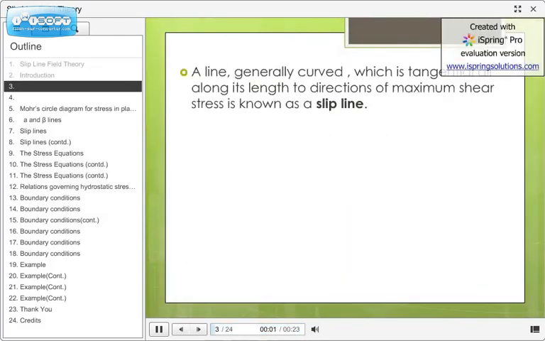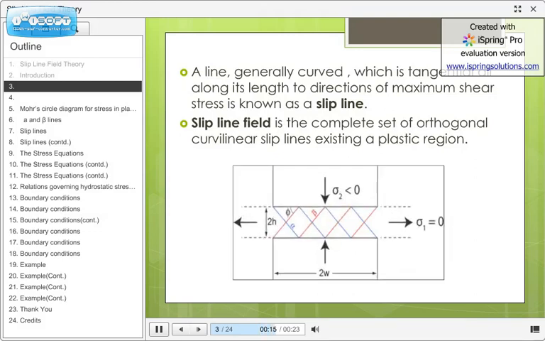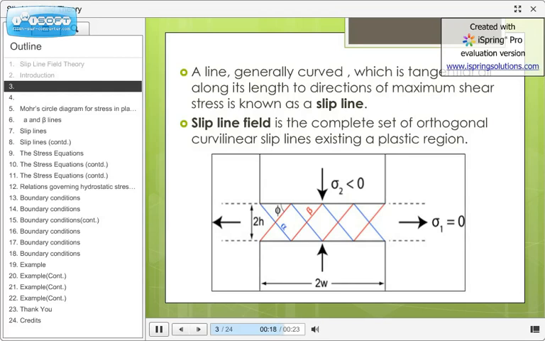Let us now define what is a slip line. A line, generally curved, which is tangential all along its length to directions of maximum shear stress is known as a slip line. Now what is a slip line field? A slip line field is a complete set of orthogonal curvilinear slip lines existing in a plastic region. And this is a diagram showing a slip line field model where alpha and beta are orthogonal field lines.